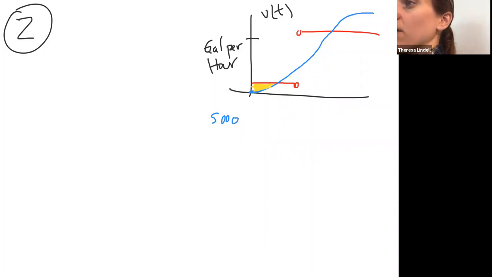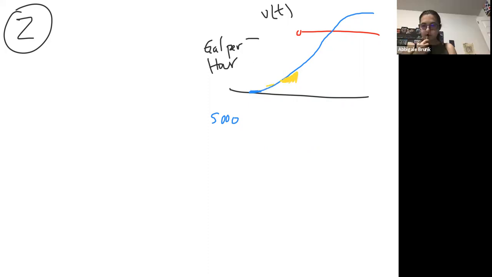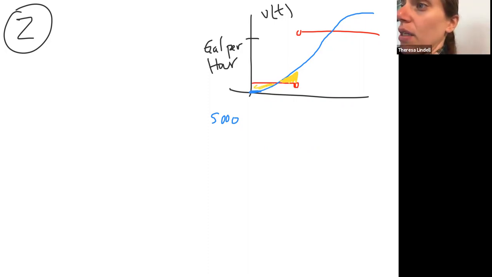But then here, if you notice, the blue line's above the red. So what's that mean? Would that be like it filling again? Right. I think it would be going up again then. Exactly, because the blue would be going faster.